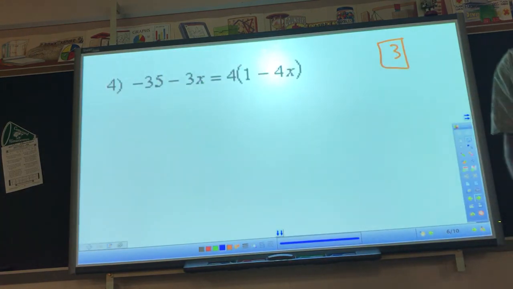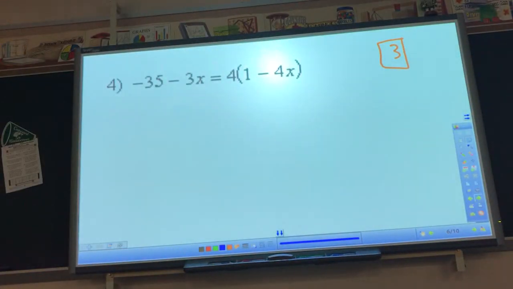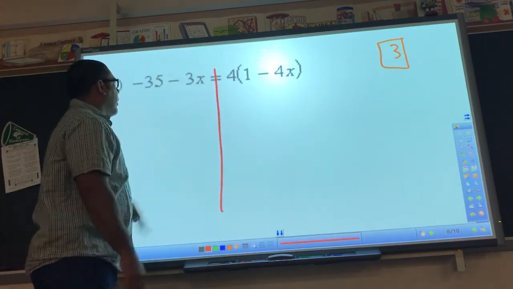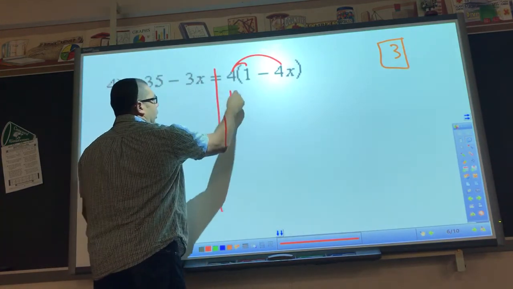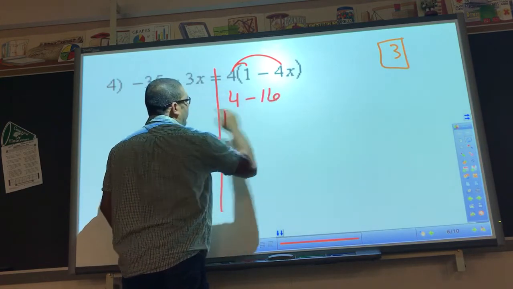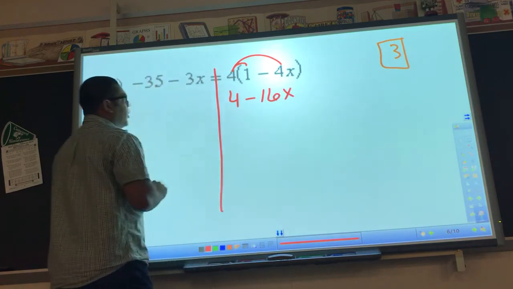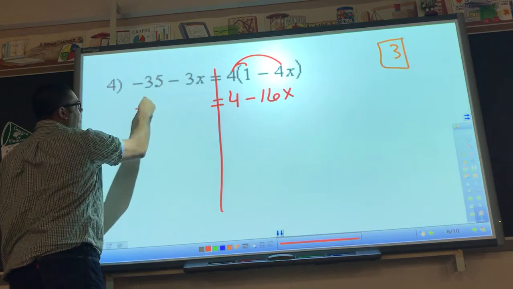All right. I put the answer up there for you, but what I would like you to do, I want you to pause the video, and I want you to do this problem. All right, just in case you happen to miss it, let's look at this. Left side was done, right side needed to be distributed, so I should end up with 4 minus 16x on the right side when I distribute. The left side, I need to drop it like it's hot.